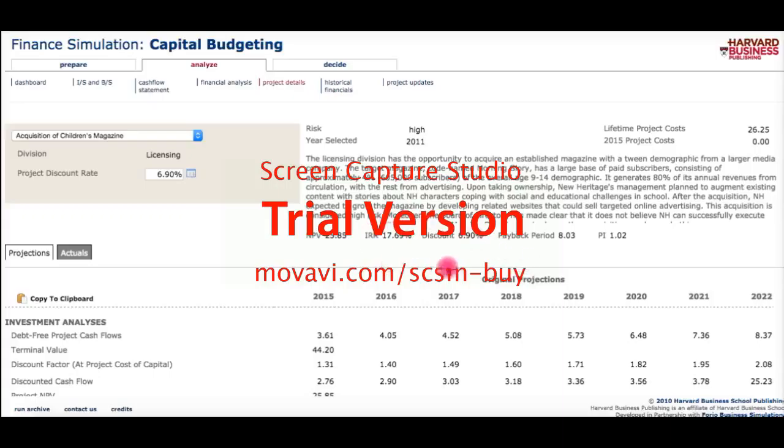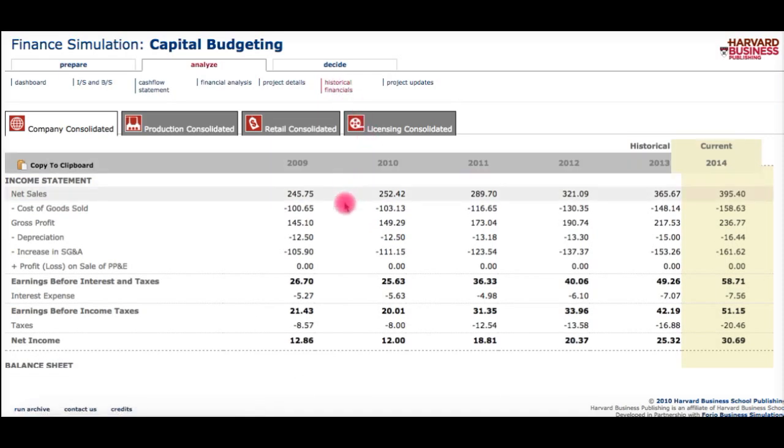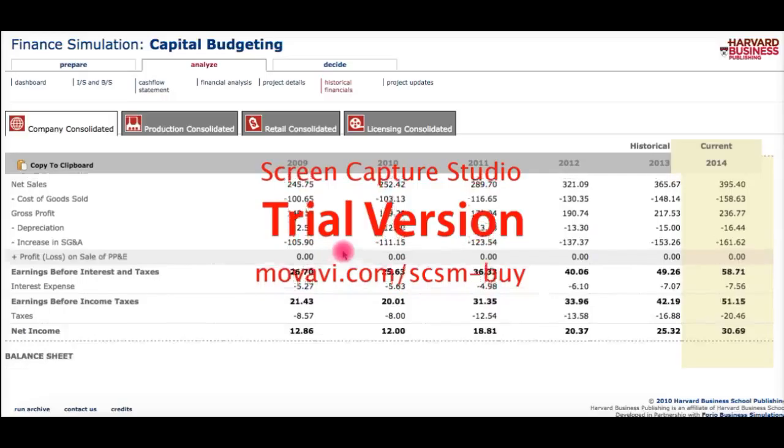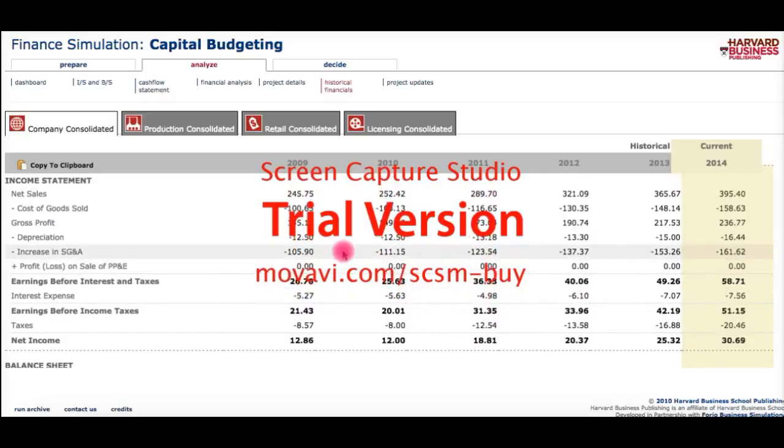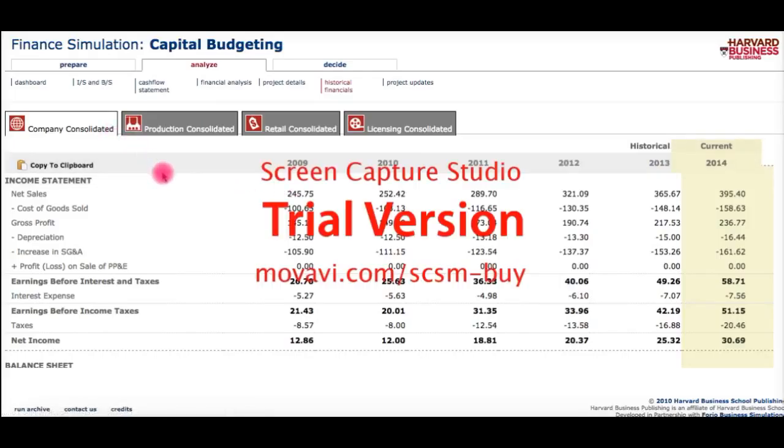Once you make your final decisions, you want to go up here to the historical financials tab, and that's where I looked at the costs of what I was doing. I checked in every single time that I made an investment decision just to make sure that I was staying on track. At this tab, you can see the company consolidated, and for each division you can see production, retail, and licensing. I usually just looked at the company consolidated part, just to get a broad overview.